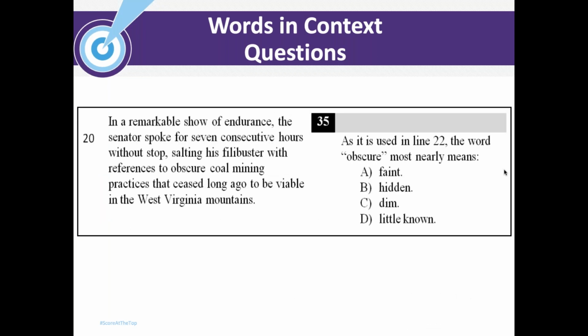So let's look at what this might look like on the PSAT. So we see our question: as it's used in line 22, the word obscure most nearly means.